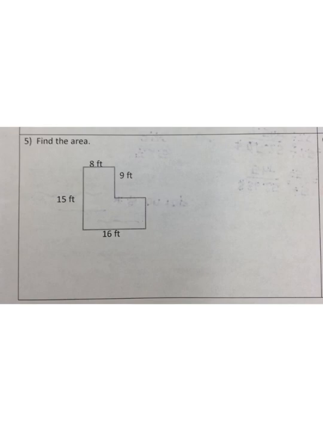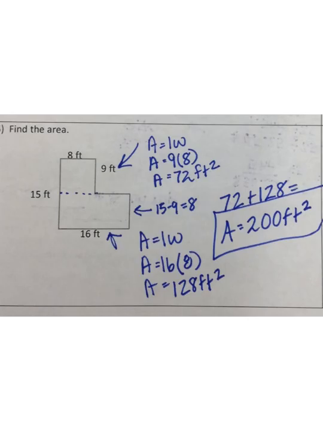Number 5, find the area. This is a composite figure, so my hint is to break it into 2 shapes before you find the area. The way I broke it up is into 2 rectangles, and then I found the area of each rectangle. Once you do that, you add them together, and my answer was 200 feet squared.